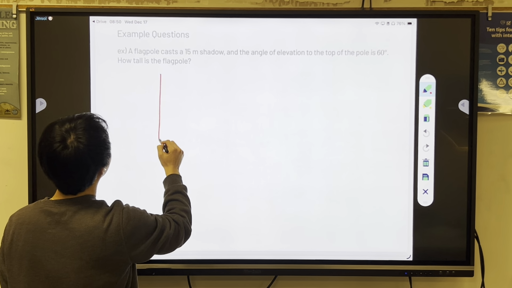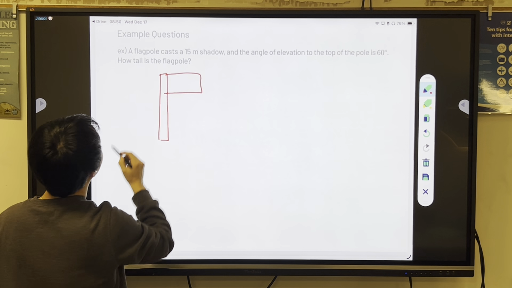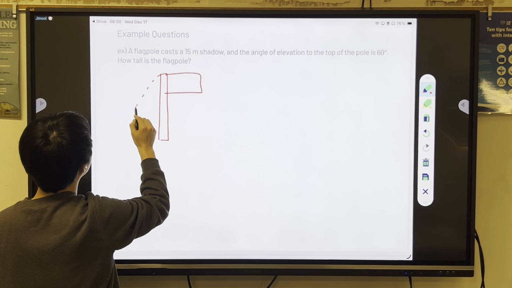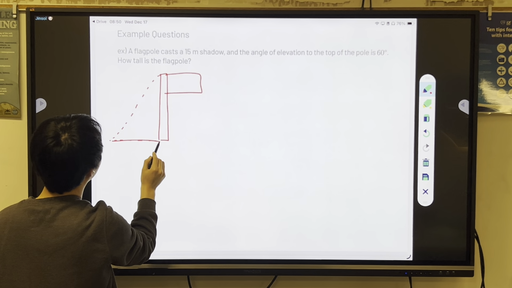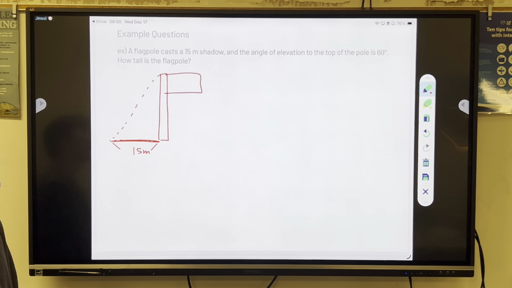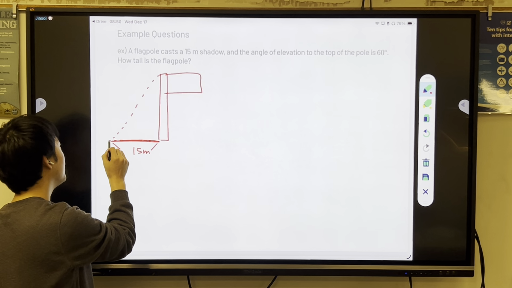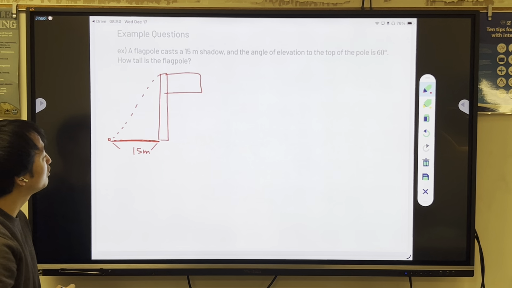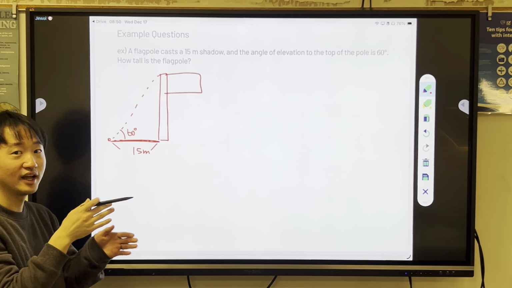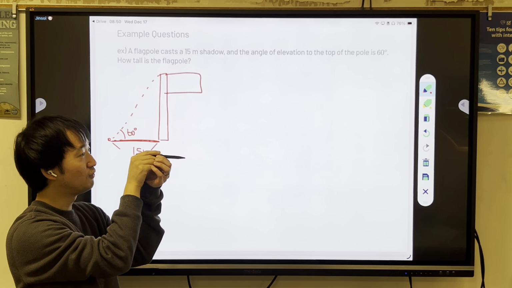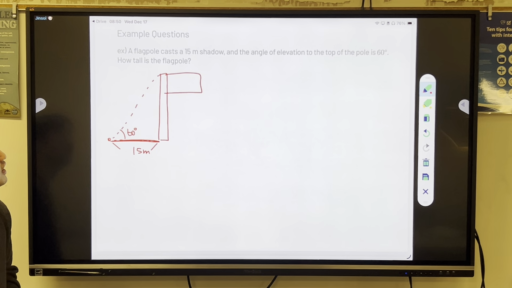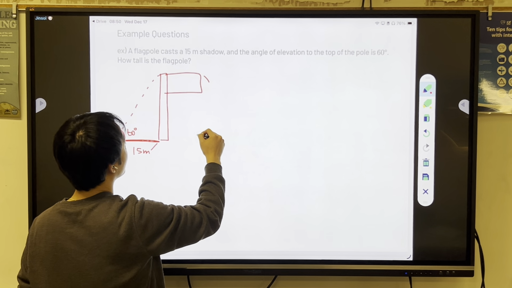A flagpole, it casts a 15-meter shadow. So let's say we have a sun over there, and the shadow of the flagpole is going to be 15 meters. And the angle of elevation to the top of the pole is 60 degrees. If we imagine our eye being on the lower left-hand side, the angle of elevation is 60 degrees. That angle of elevation means the view from the horizontal upwards. So apparently that is 60 degrees here. And the question is asking how tall is the flagpole? So we want to measure this length.